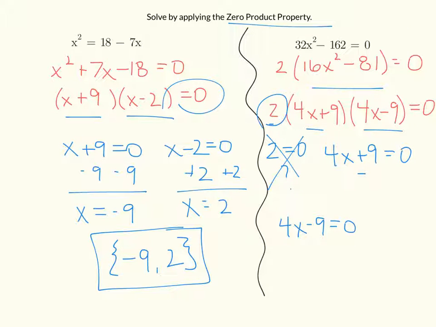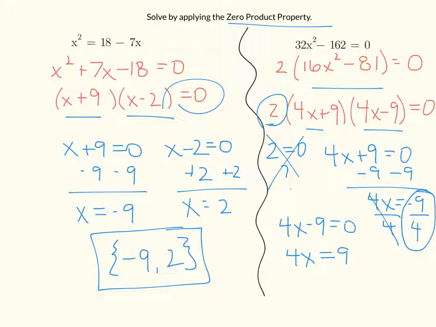Okay, up top, we're going to subtract 9 from both sides. 4x equals negative 9, dividing by 4 will give us negative 9/4 as one solution. I'm just going to run out of room if I do everything, so down here I'm going to add 9 to both sides and divide by 4. And our two solutions here are positive and negative 9/4.